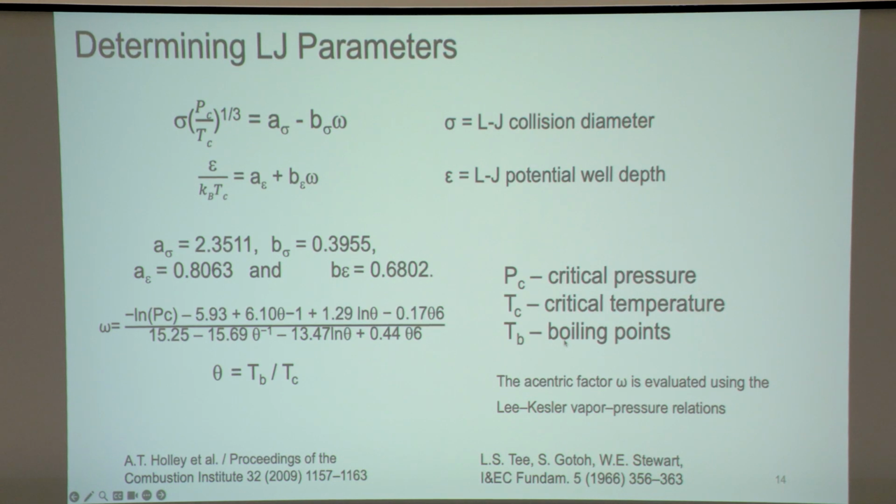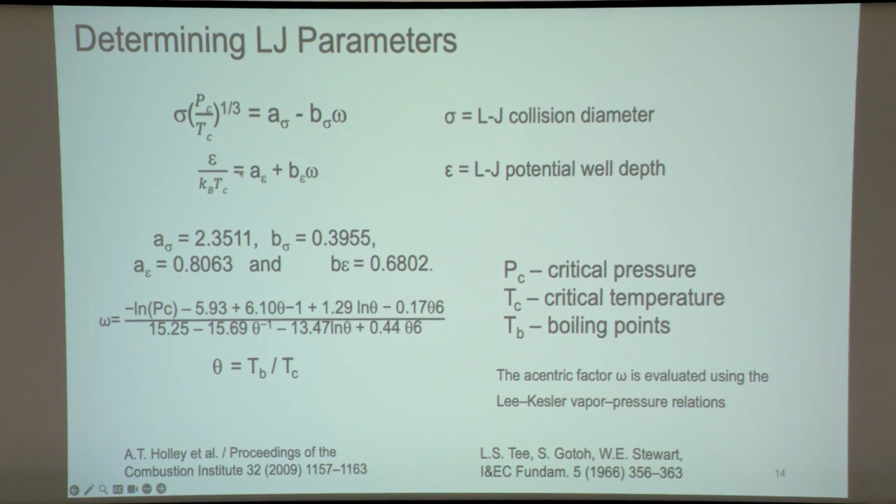And these things are easy to look up: critical pressure, critical temperature, boiling point. You can look them up in the NIST WebBook, and many databases are available. From that, you have this equation, which you need to use to calculate both sigma and epsilon. And once you have sigma and epsilon, your code will use that to calculate the binary diffusion coefficients and so on.